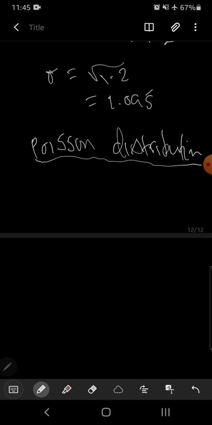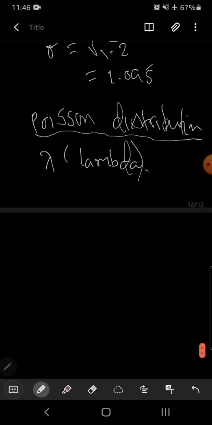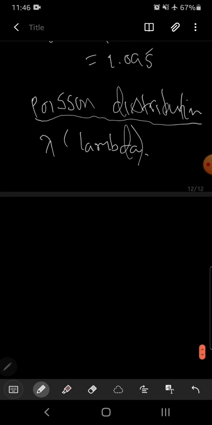Okay, so the Poisson will always have the average number of outcomes per unit time, which is denoted by lambda. So that is the Greek letter. Okay, so that would denote the average number of outcomes per unit time.